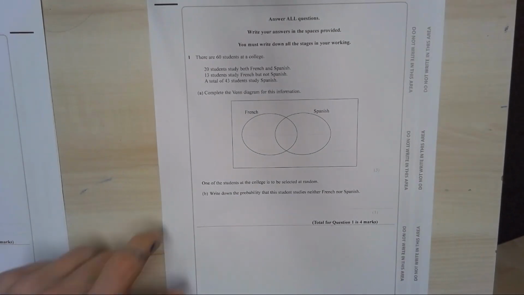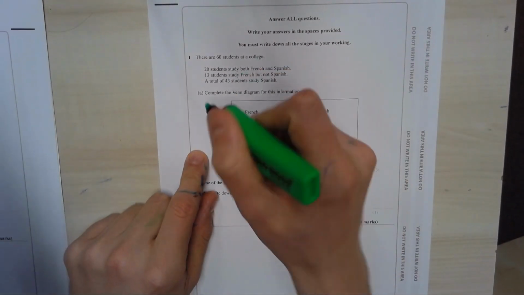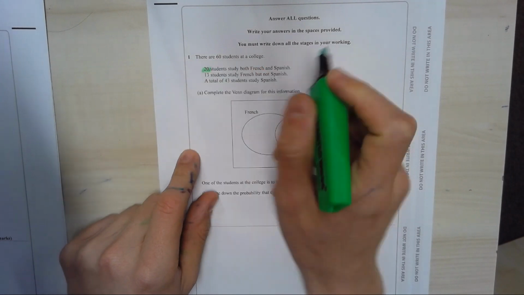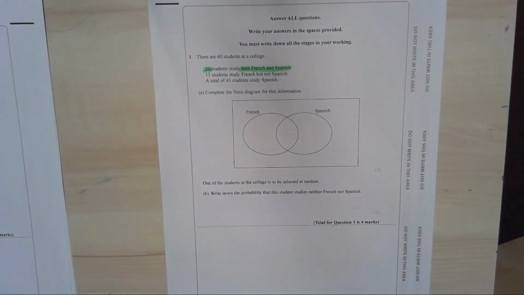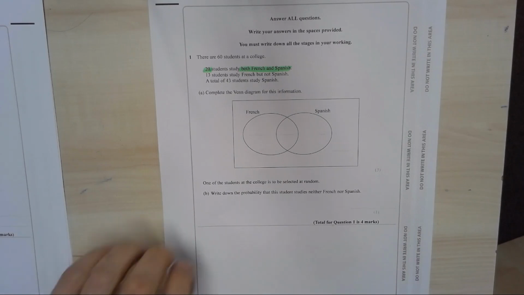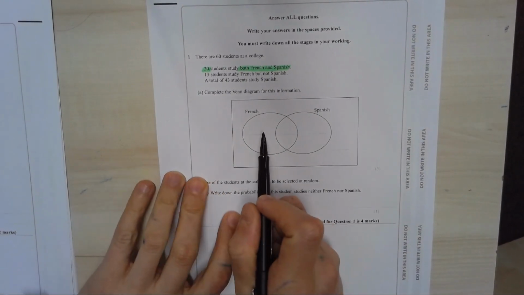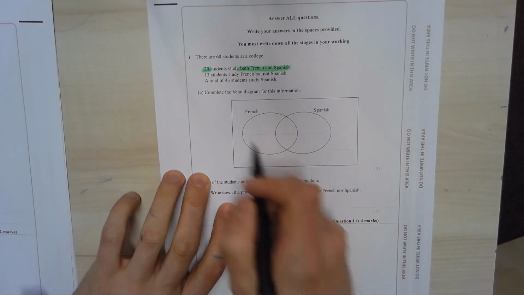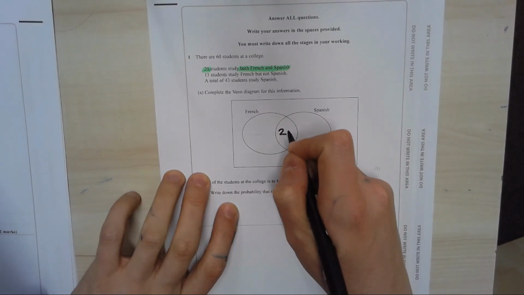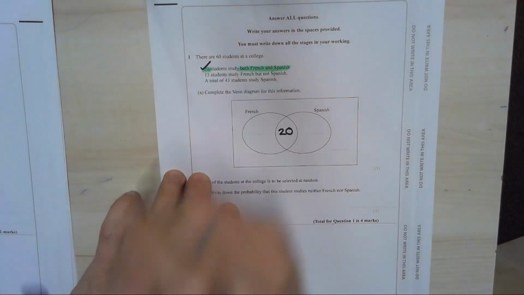I'm going to begin with 20 both French and Spanish. Students that study both are going to be in the intersection of the Venn diagram. So that's the overlap in the middle. So that's 20 there. All right, so just taking off that 20.